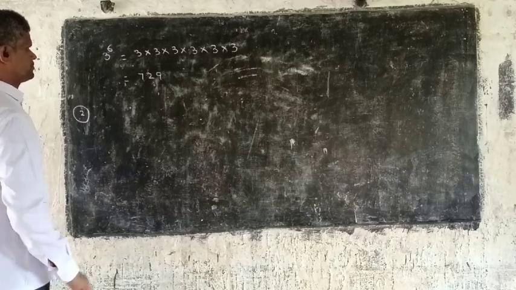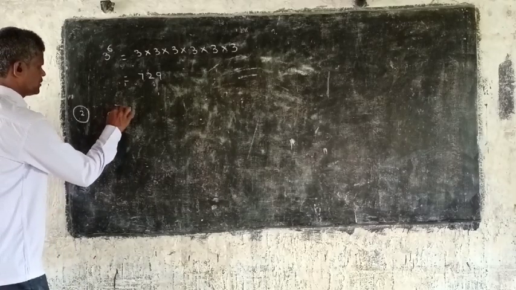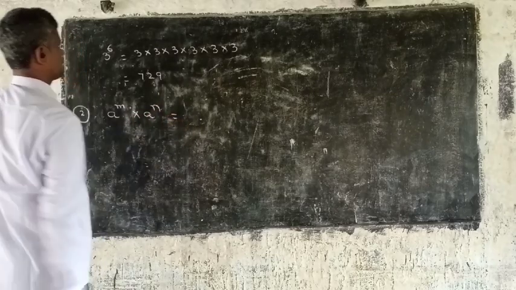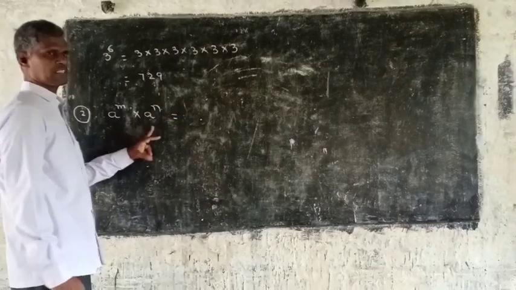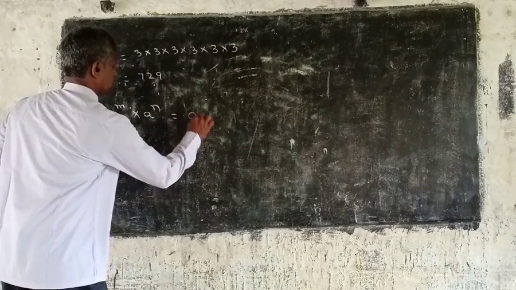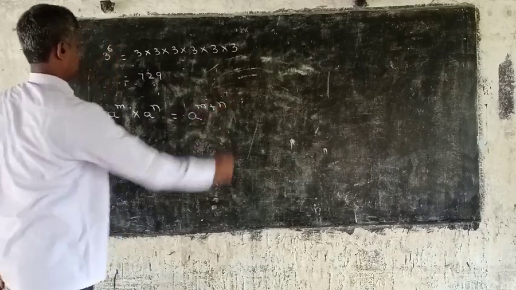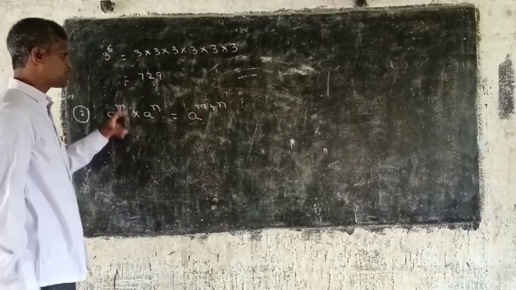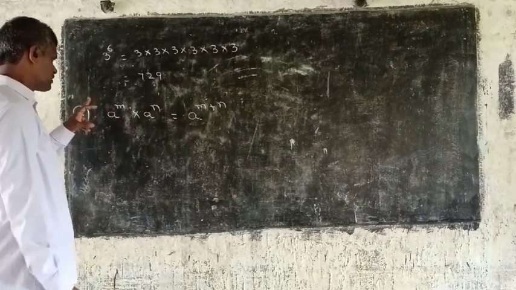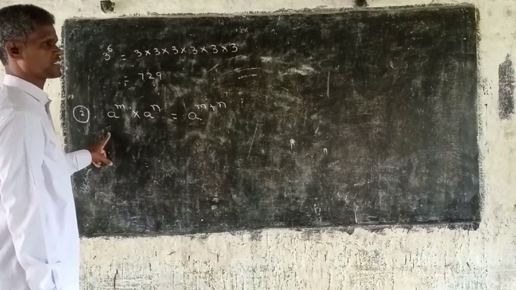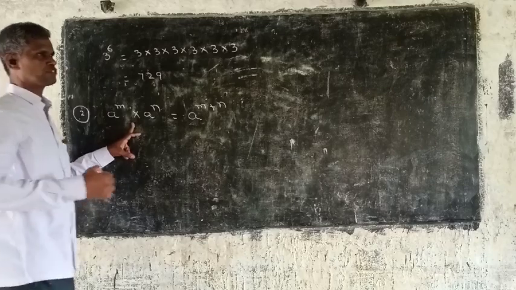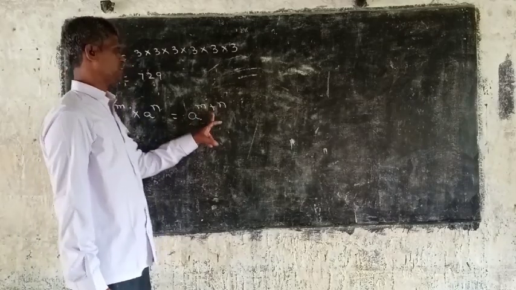Next one, a to the power of m into a to the power of n. Bases are equal, so multiplication changes into addition: a to the power of m plus n. Multiplication changes into addition. Addition changes into multiplication. Bases are equal, base a.